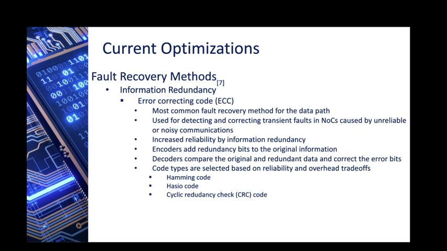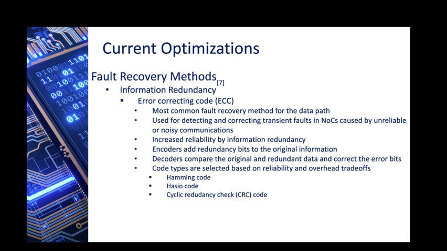This method achieves excellent reliability, but redundant packets increase network traffic and reduce network performance. So, error correcting code is the most common fault recovery method for the data path. It's used for detecting and correcting transient faults in network on chips caused by unreliable or noisy communications. There's increased reliability by information redundancy.